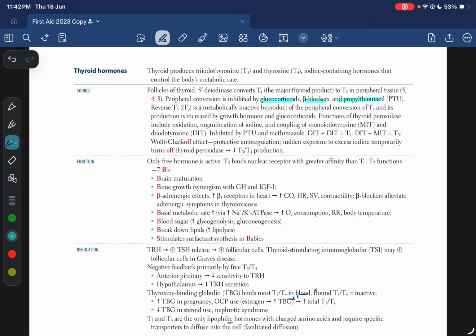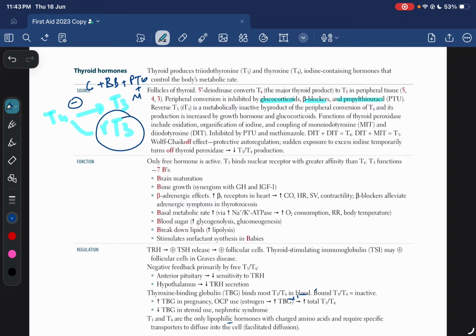Glucocorticoids, beta blockers, propylthiouracil, and also methimazole. T4 can be converted into either T3 or RT3. So this conversion to T3 is going to be inhibited by glucocorticoids, beta blockers, and then also propylthiouracil and methimazole. RT3 production is going to be stimulated by glucocorticoids alongside growth hormone. So you need to know that this means in times of stress mainly, or when a person is sick, T4 is going to be converted into RT3. I'm going to discuss this concept as well, which is very nicely described in one of the UWorld questions. It was actually one of the questions where this concept is going to work.